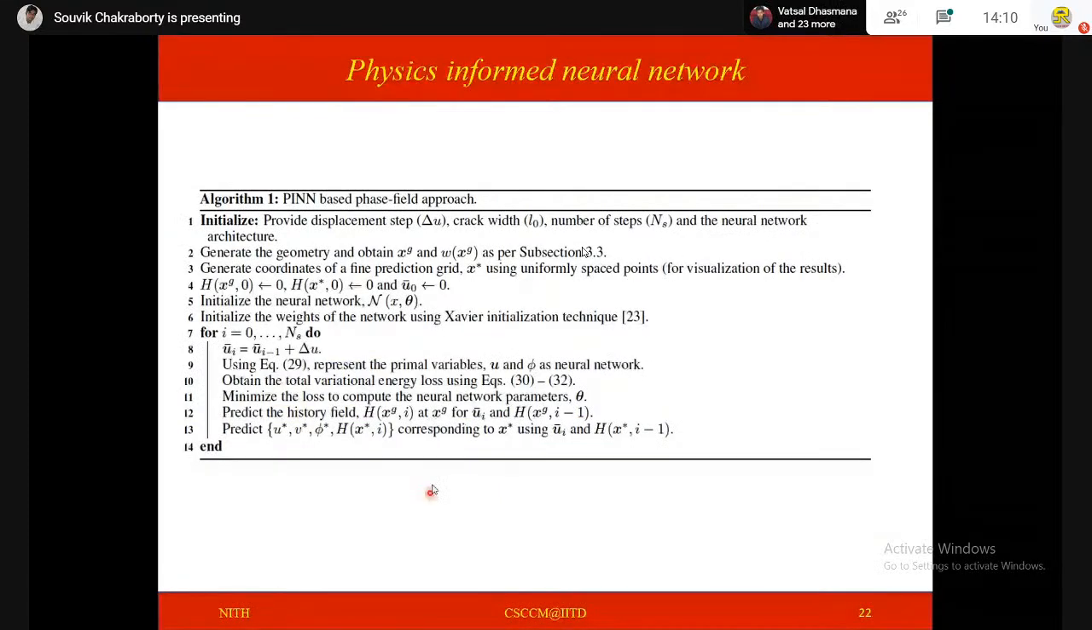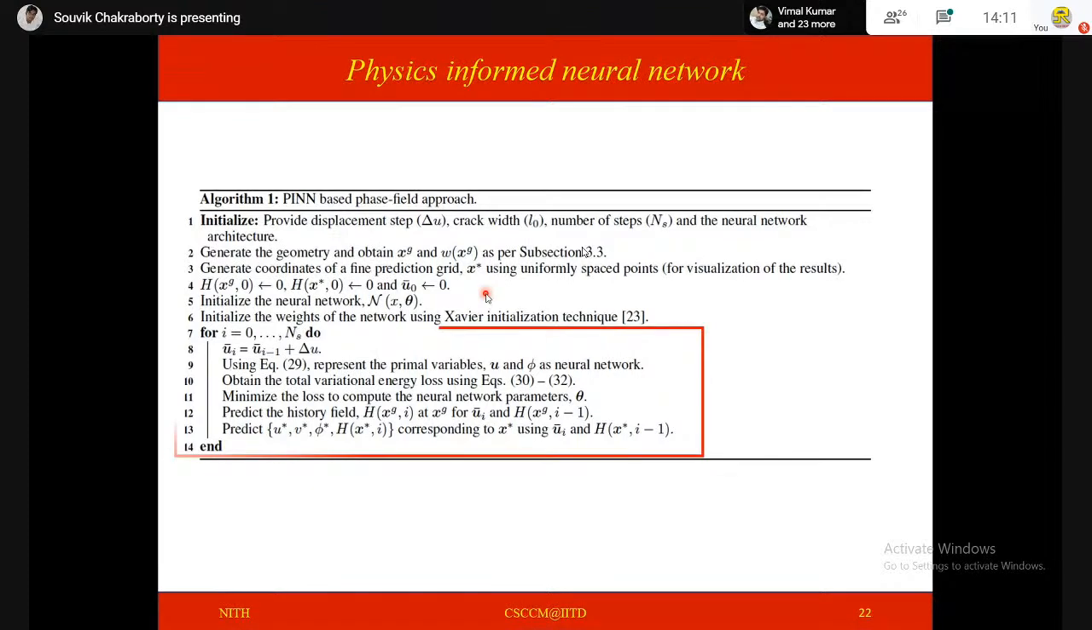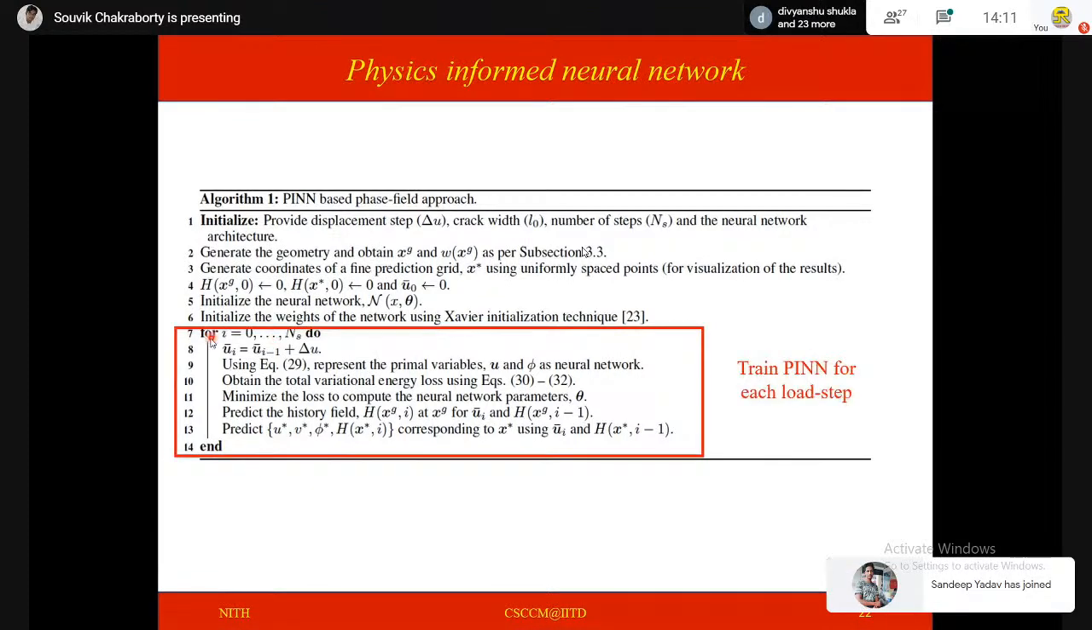It's the same actually: you start from some initial field, you assume u to be a neural network, you compute u_x, u double x, and then you do the same thing that was discussed earlier. The only problem is we are dealing with a fracture problem. So there is a for loop, and in each of this for loop, we minimize the loss to compute the neural network parameters. So the neural network parameters are to be computed at each displacement step, or at each loading step.